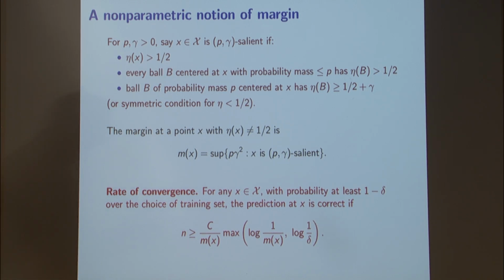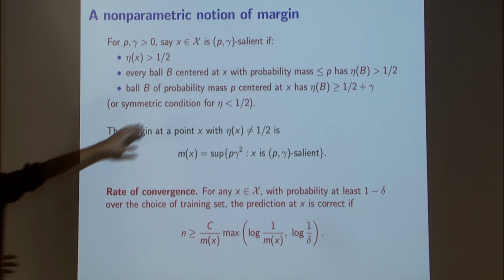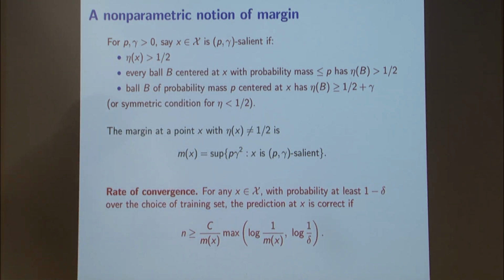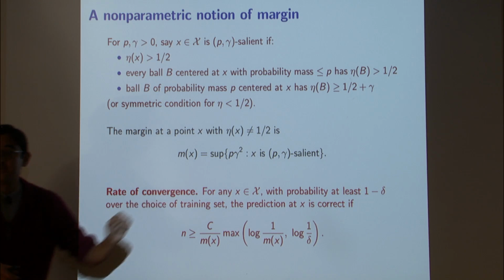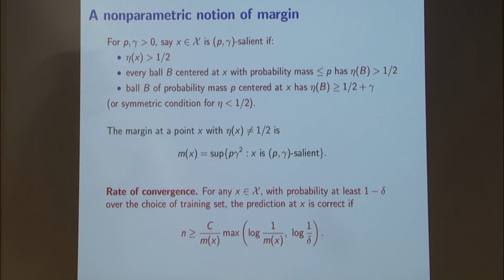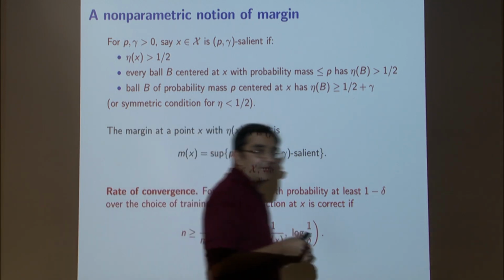What we need to be the case is that as you grow a ball around x, up to probability mass p, the average bias is consistently greater than a half. So for all balls up to probability mass p around x, the bias is greater than a half, and at probability mass p, the bias is at least a half plus gamma. The bias at x might be 0.51, and then you grow the ball and it's 0.51, 0.51, 0.51, 0.56, and then that gamma is 0.04. So that's the p and gamma.